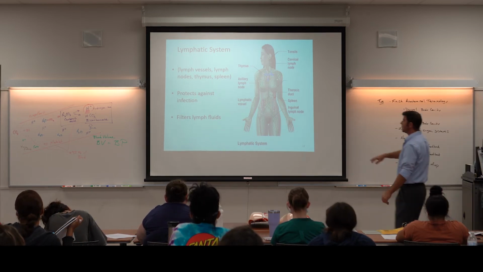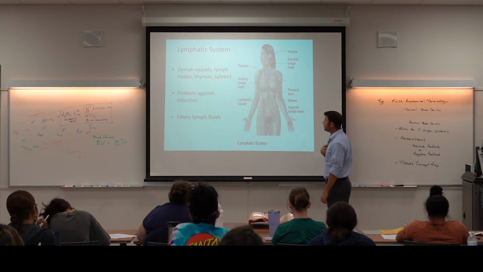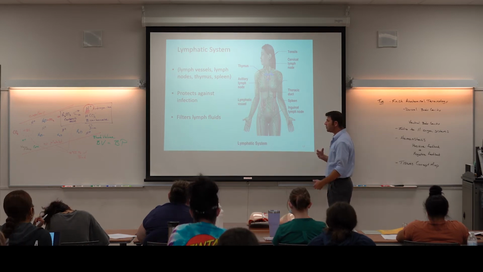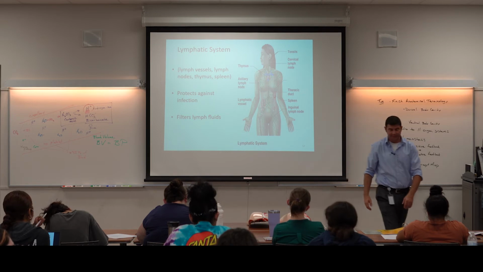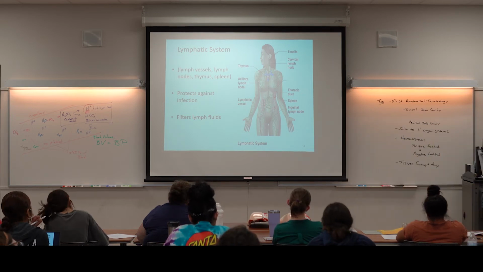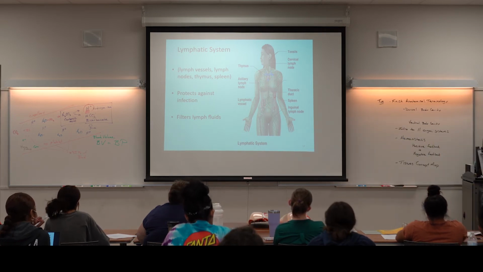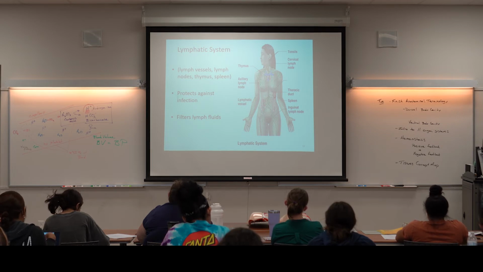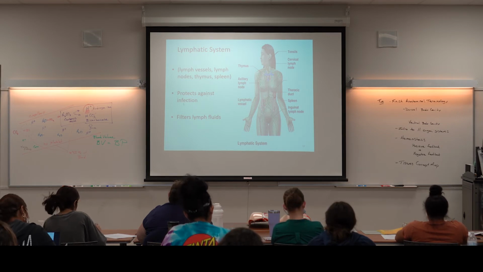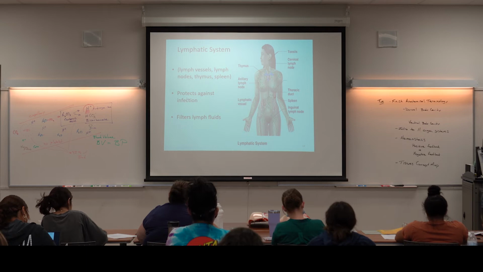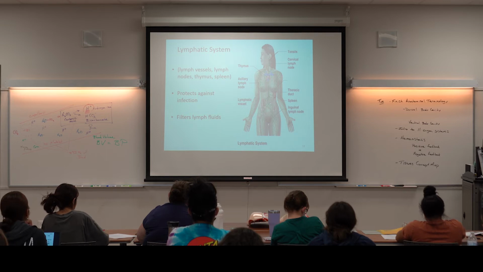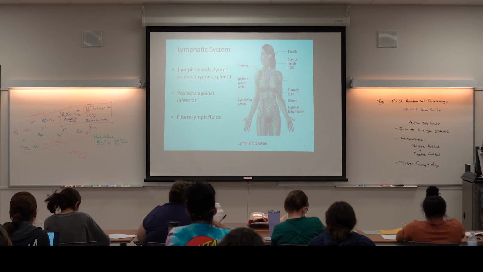There are also some organs like the spleen and the tonsils that are responsible for housing a lot of our immune cells, T cells and B cells. That's where this second bullet point of protecting against infection makes its way into the lymphatic system. In each of the nodes of the lymphatic system, it's going to house many of the T cells and B cells that fight infections.